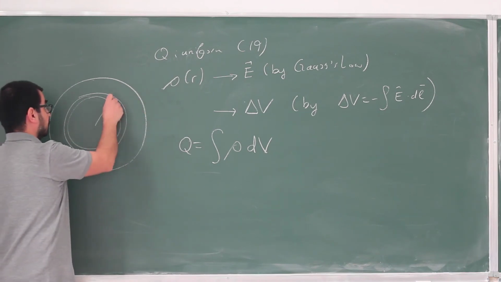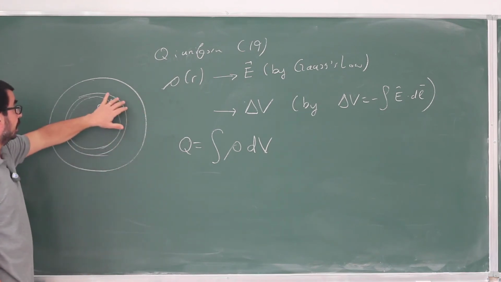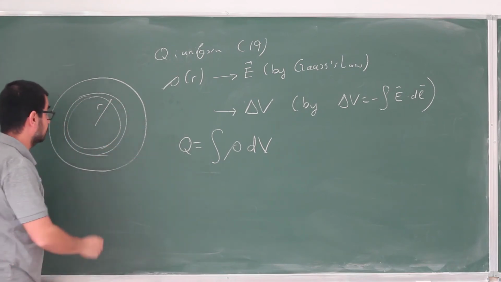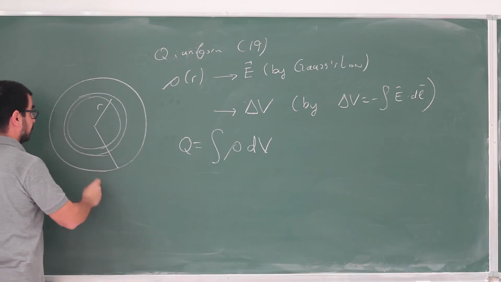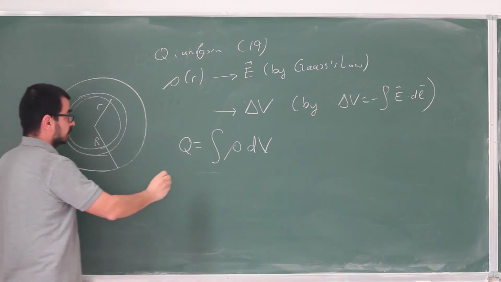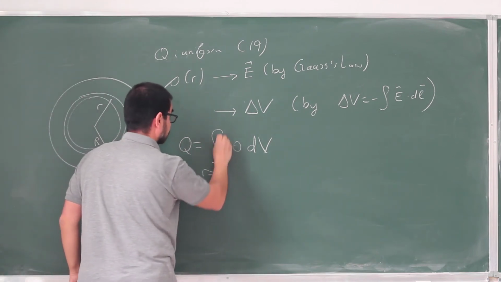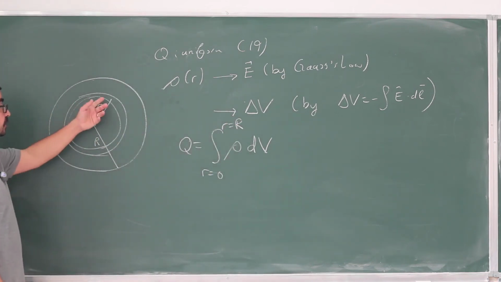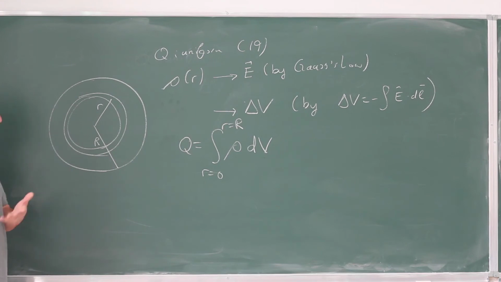So if this is r, if we can somehow calculate the volume of these spheres, then we can take this integral. Let's say that our sphere has radius capital R, then this will be something like r going from 0 to capital R. So what is the volume of these little spheres? Well, it is given in the book. You can also calculate this.